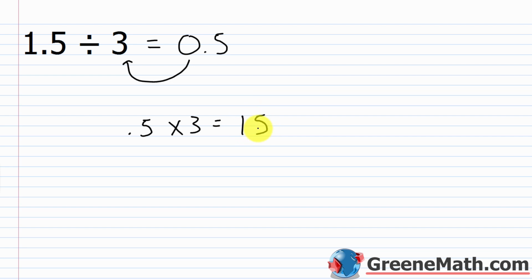And I would look to see how many decimal places I have between the factors. Well, this has 1 decimal place. This really doesn't have any. So I would move my decimal point 1 place to the left, and I would end up with 1.5, which is exactly what I started with as my dividend. Right? So we know that this answer is correct. 1.5 divided by 3 is 0.5.